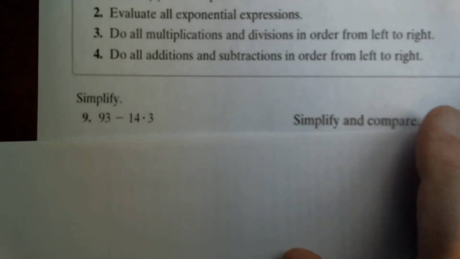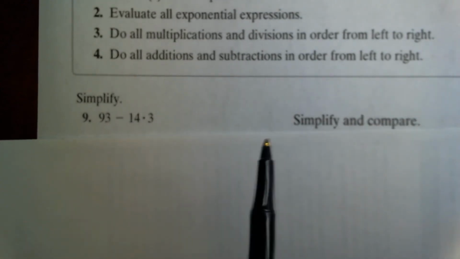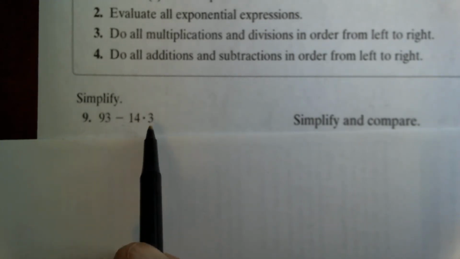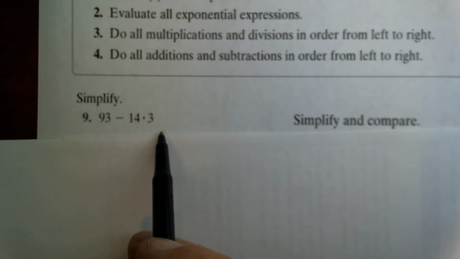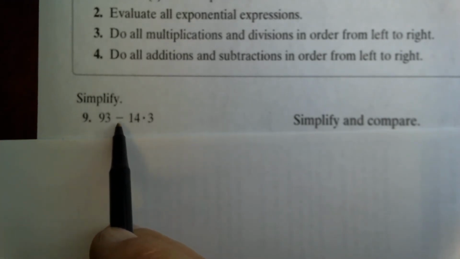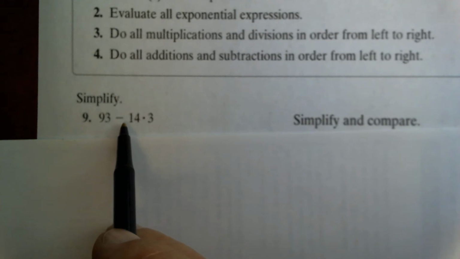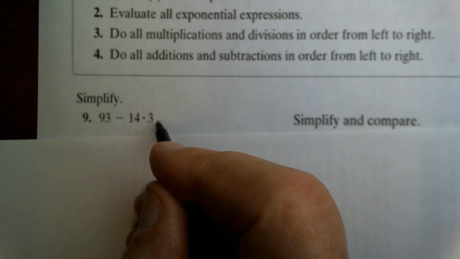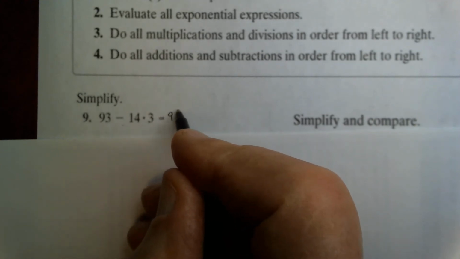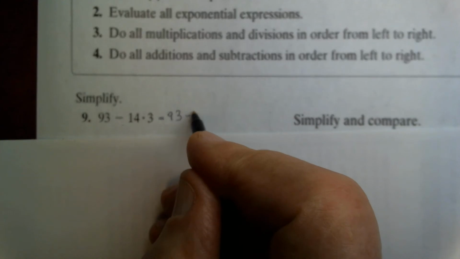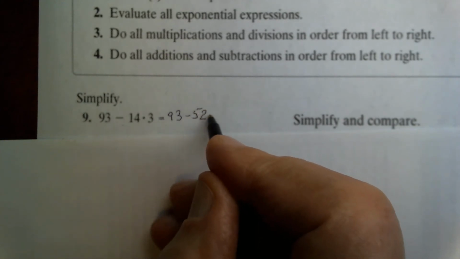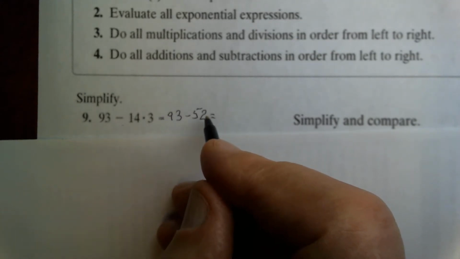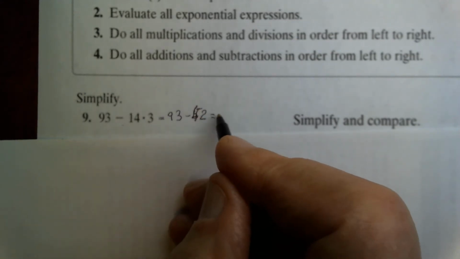So let's simplify this expression here. We have 93 minus 14 times 3. Since we have multiplication and subtraction, we know what we have to do first. We have to do the multiplication. So that means we have 93 minus 14 times 3 is 42. And 93 minus 42 is equal to 51.